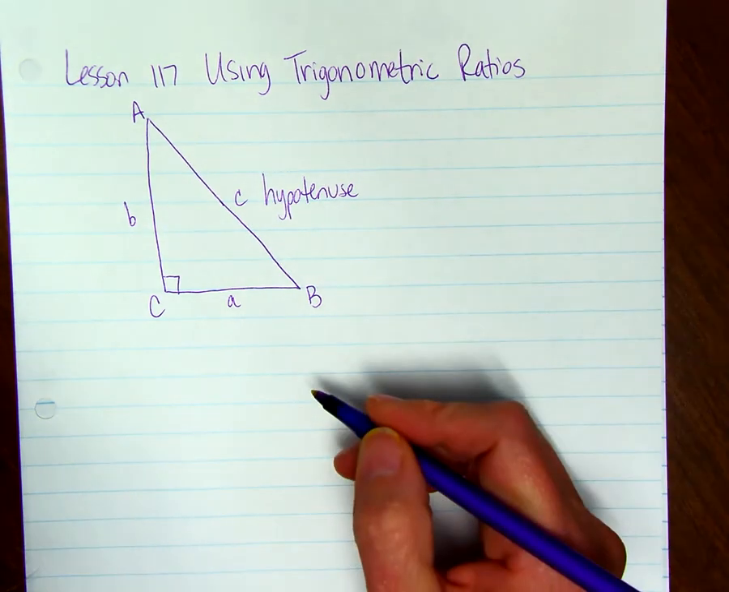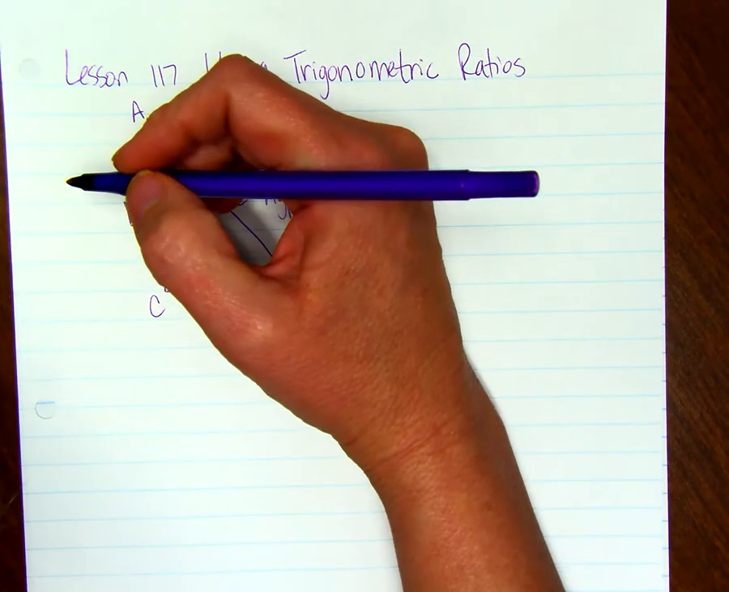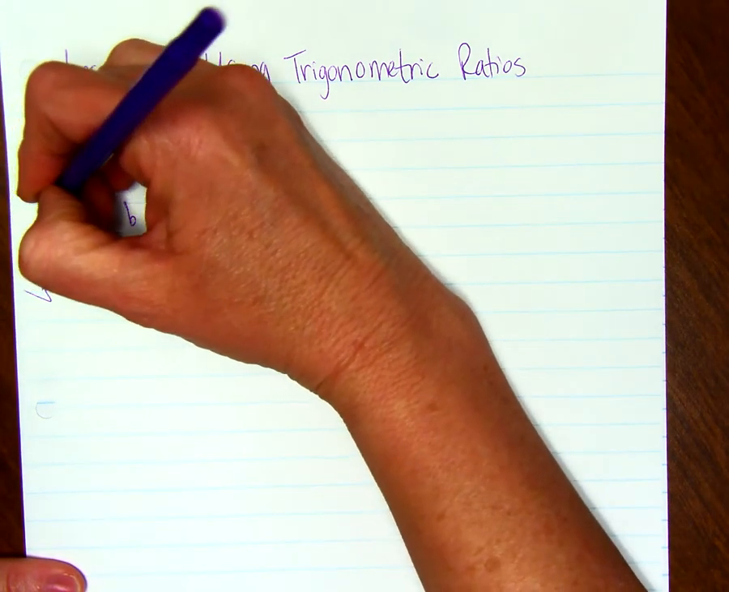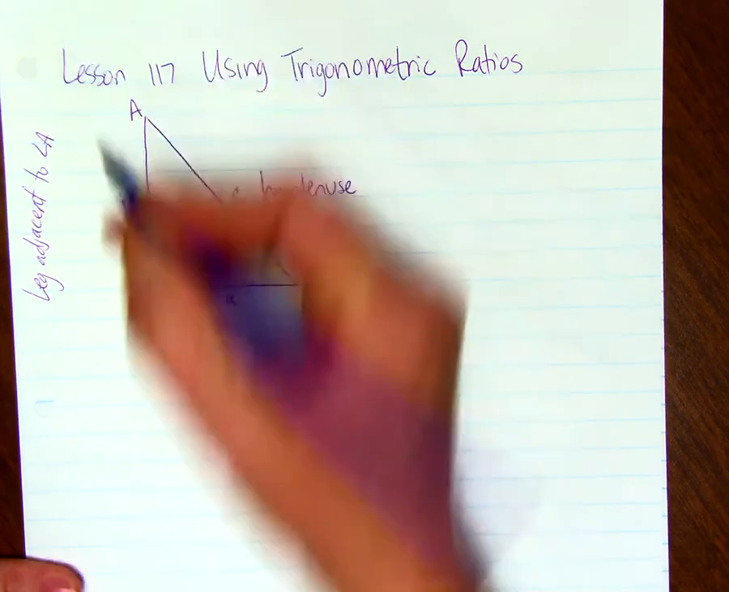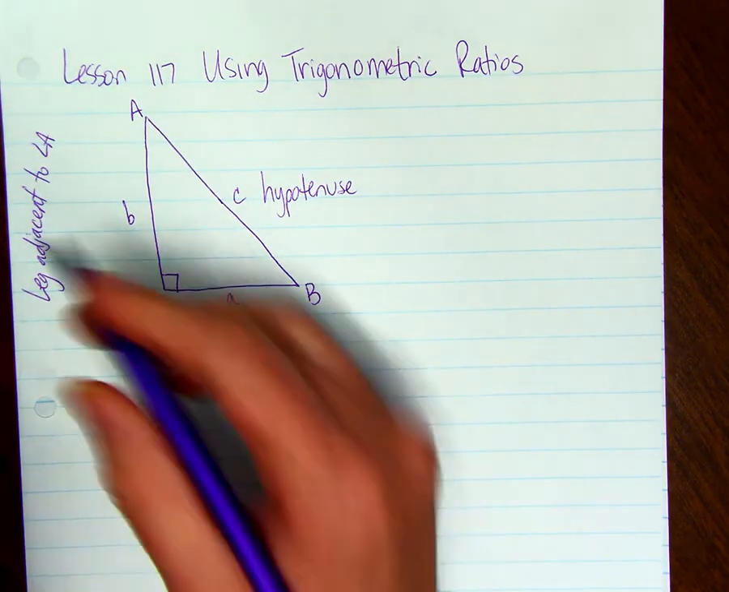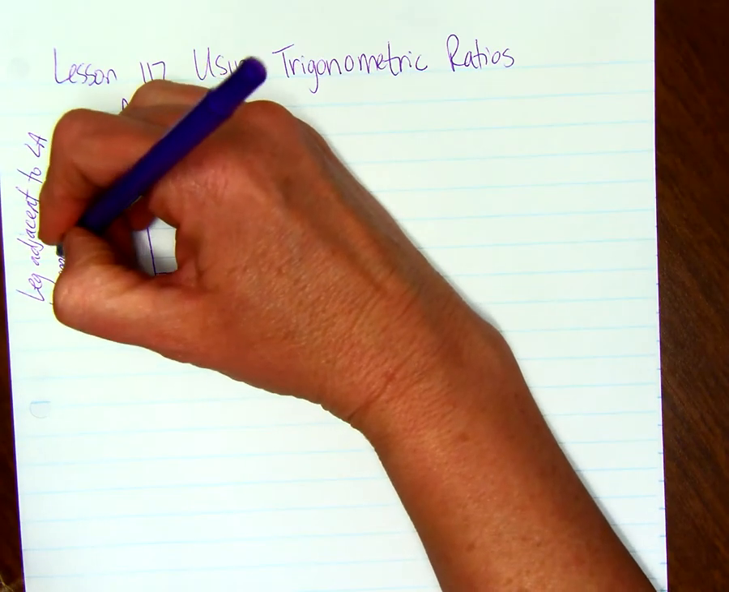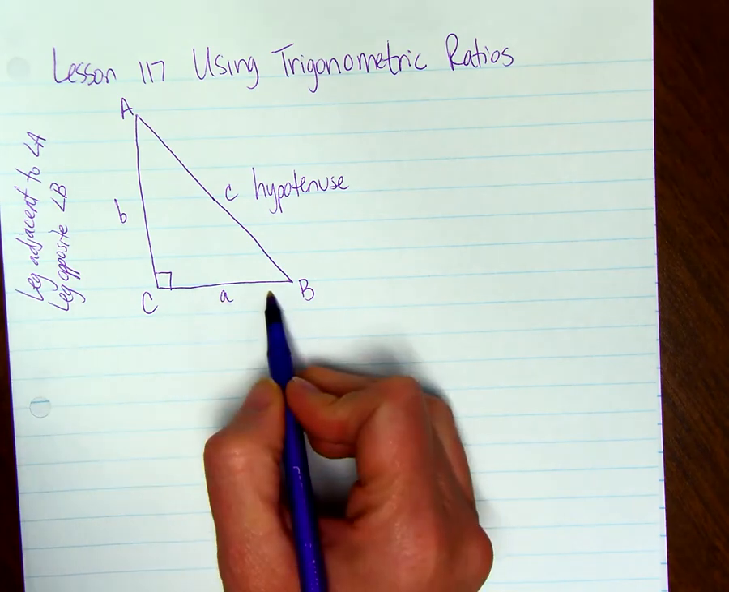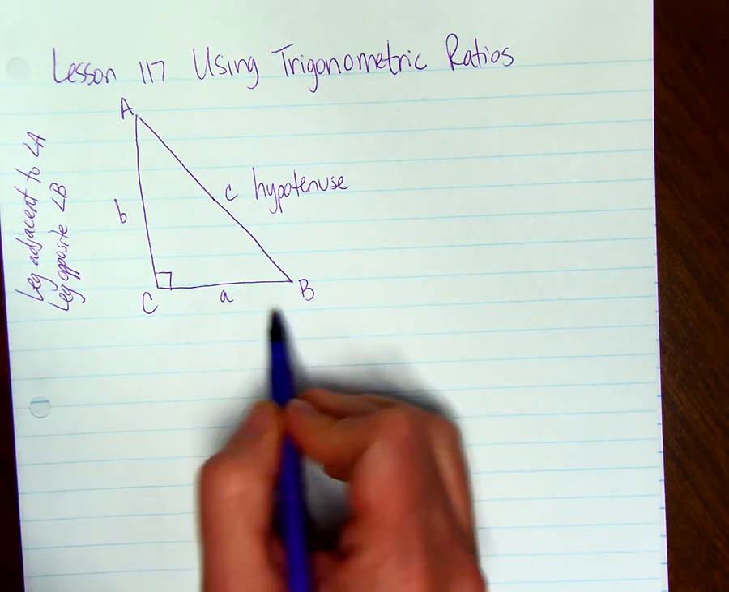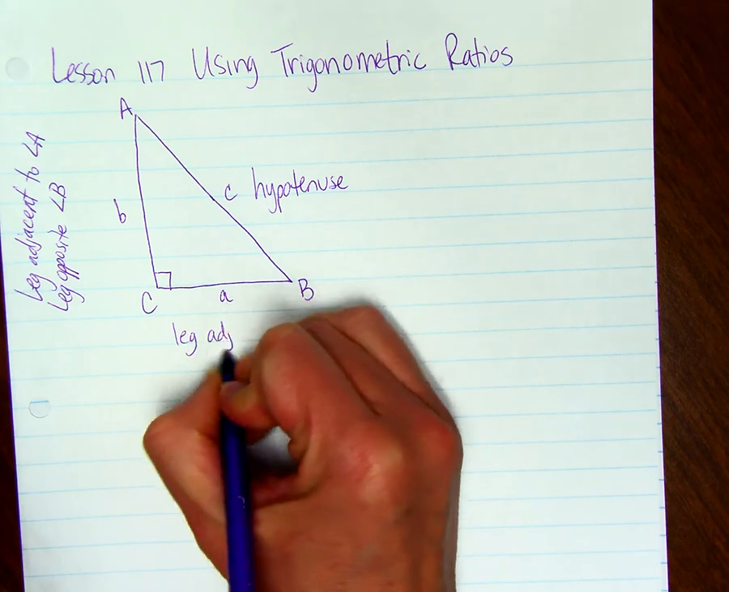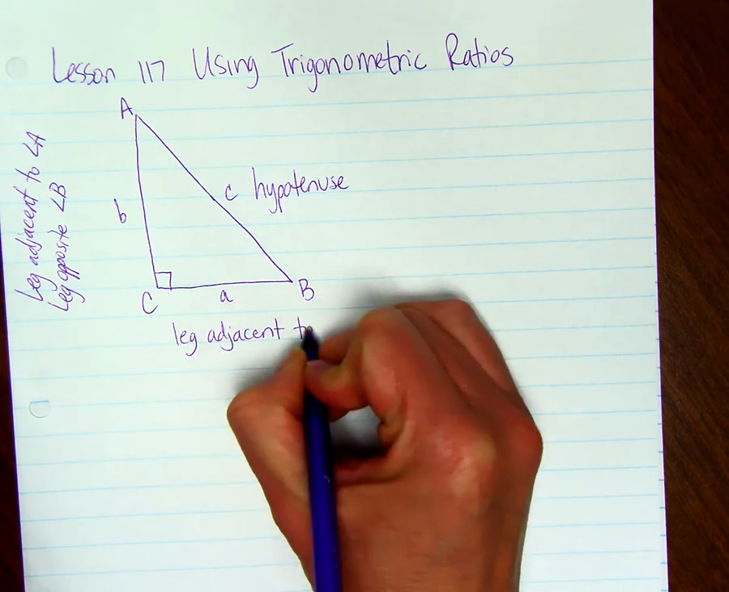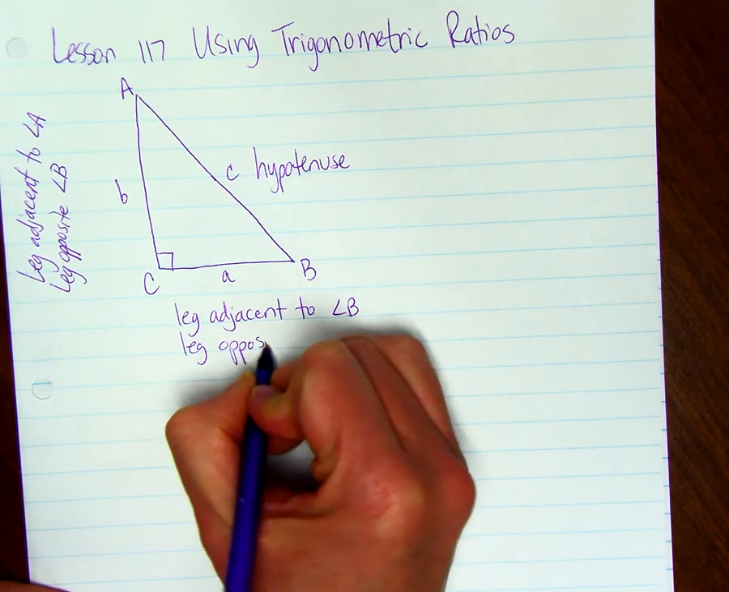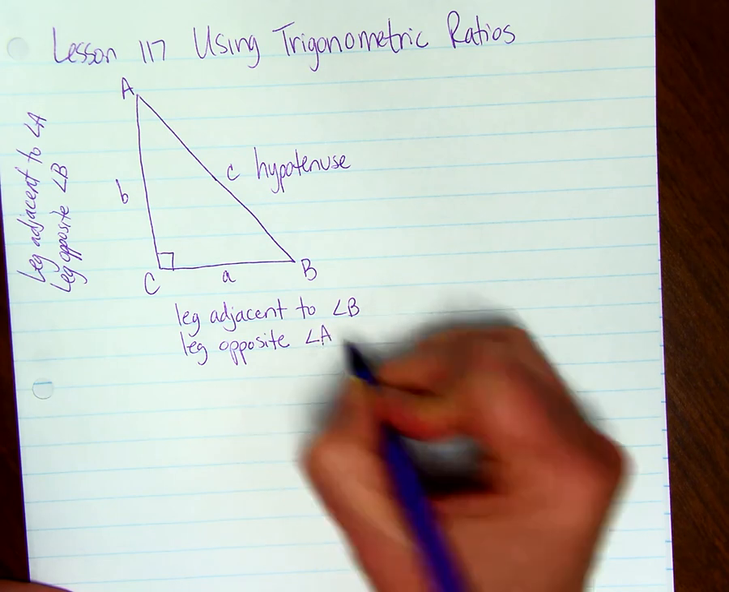C is the hypotenuse. B is the leg adjacent to angle A. We can also call it the leg opposite angle B. And then little a is the leg adjacent to angle B, or sometimes we say it's the leg opposite angle A.